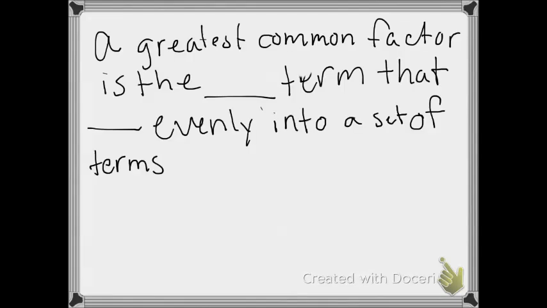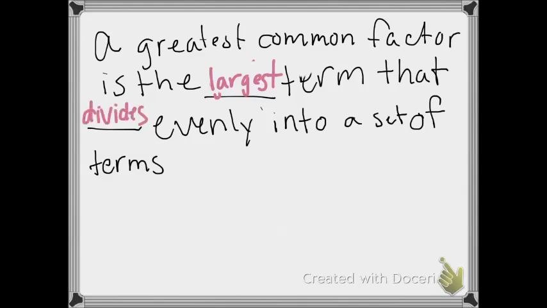We're skipping example 4 and using that as a try it on your own, and we're going to move on to greatest common factor. All right, a greatest common factor is the largest term that divides evenly into a set of terms. So that's your greatest common factor.